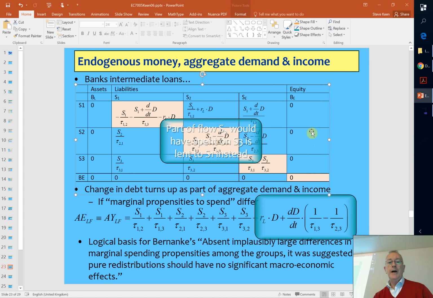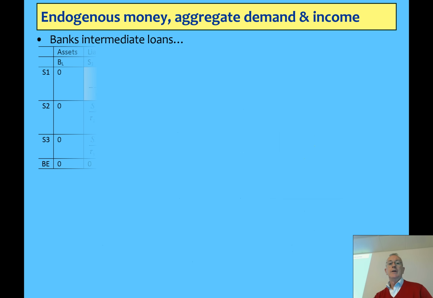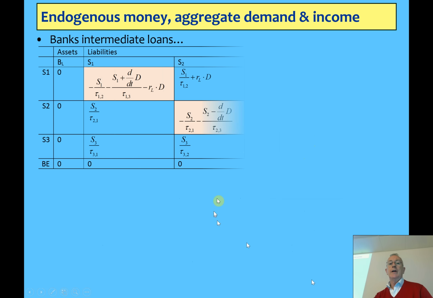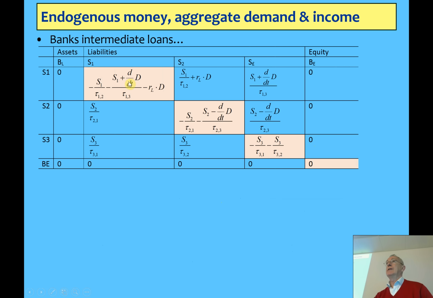Okay, so part of what sector 2 is going to spend on sector 3 is now lent to sector 1 instead. And of course, since there's an existing level of debt, because they've got a rate of change of debt and therefore an existing stock of debt, you've got to pay interest on that debt. And that's now, as well as being able to borrow money and pay more of it to sector 3, you've also got to pay interest on what you currently owe to sector 2. So that's correct again. So all the accounting is correct once more.